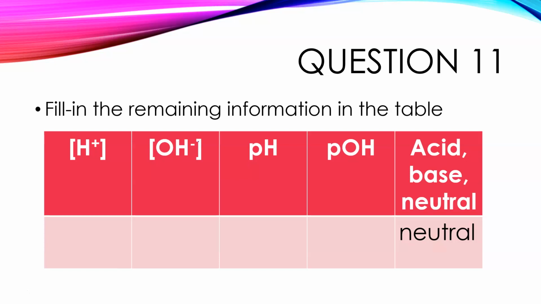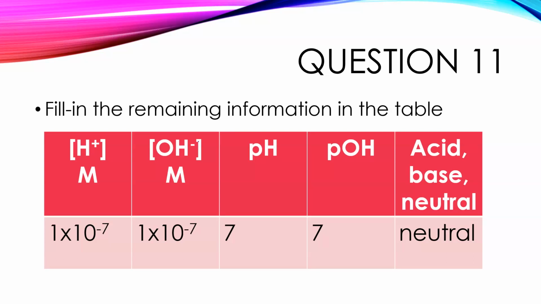All right, this one was actually super simple if you knew what you were doing. There is only one pH that is neutral, and that's a 7. So if you knew that your pH was 7, it was pretty easy to figure out the rest of it because that meant your pOH was also 7, and you could do the calculations from there.